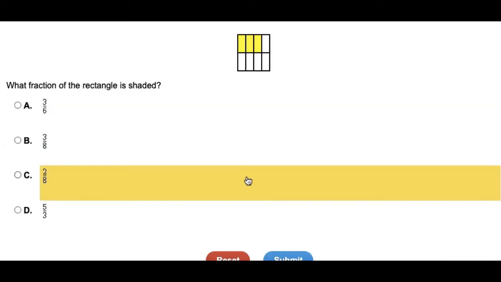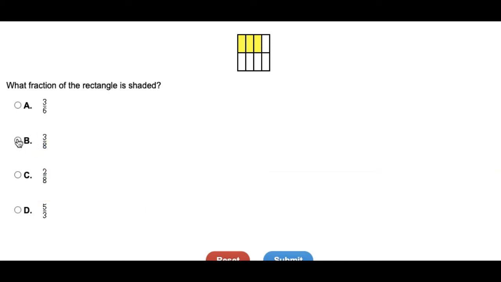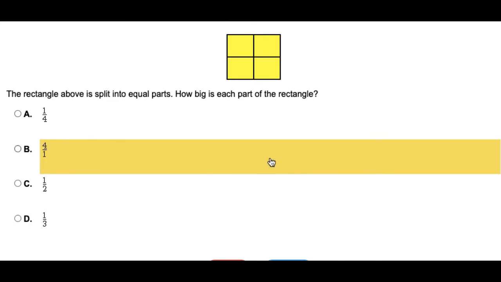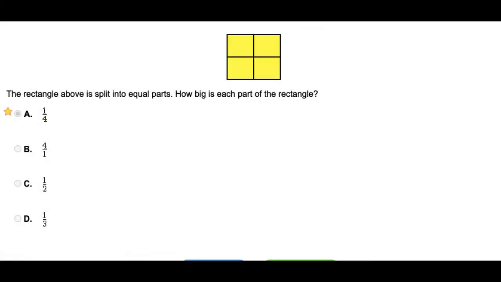What fraction of the rectangle is shaded? So there is 4 on the first side, so 8 in total, and then 3 are taken away. So 3 out of 8 shaded out of 8 total. Yeah. Okay. The rectangle above is split into equal parts. How big is each part of the rectangle? It's 1/4. Each part is 1 part out of 4 equal parts. Yeah.